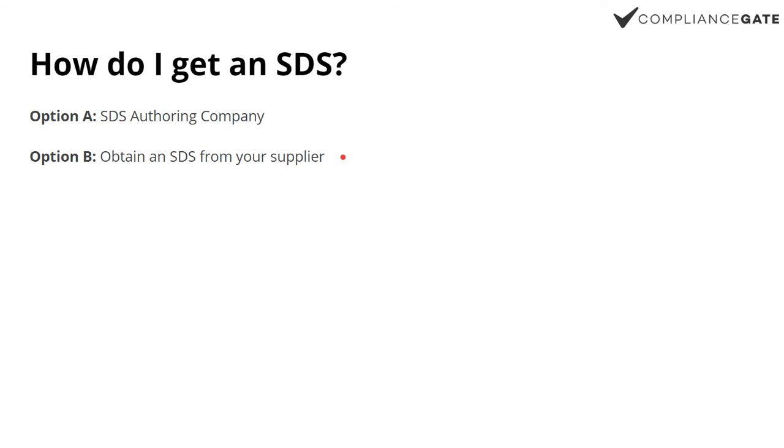Option B, obtain an SDS from your supplier. And this can become problematic, especially when the SDS is an afterthought, in the sense that you find a supplier on Alibaba, you import a product, someone comes and asks you for the SDS, you go back to them assuming that sure, they can provide that, and they don't even know what it is. This can be especially problematic when dealing with trading companies.